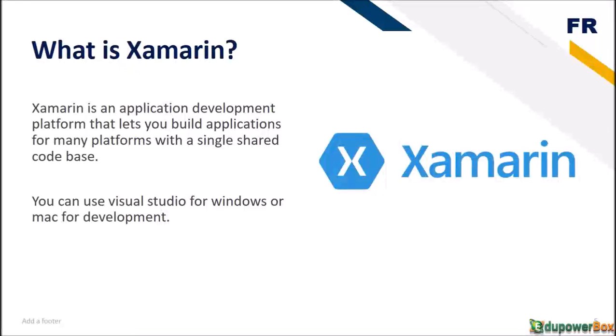So what is Xamarin basically? Xamarin is an application development platform that lets you build applications for many platforms with a single shared code base. You can use Visual Studio for Windows or Mac for development, but it is extremely tedious. I'm not sure if it's possible to use Visual Studio Code. So if you're going for mobile app development, it's a must for you to download Visual Studio.